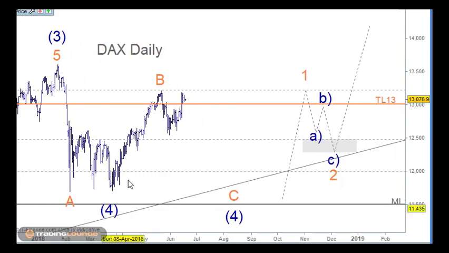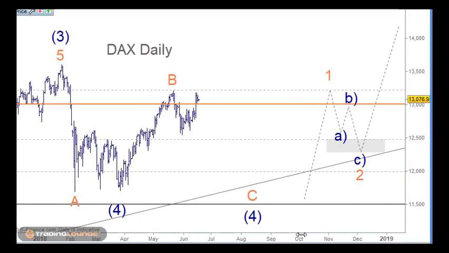So with the DAX here on the daily chart, we're looking at this in two ways. We're looking at it in terms of wave 3 up here, and then an A wave, a B wave, and a C wave moving down through here. And this would be wave 1 here, wave 2 here, and wave 3, 4 and 5 coming down for wave C here.